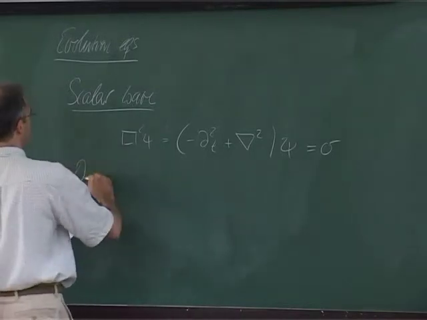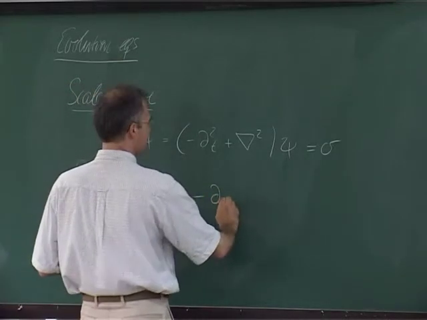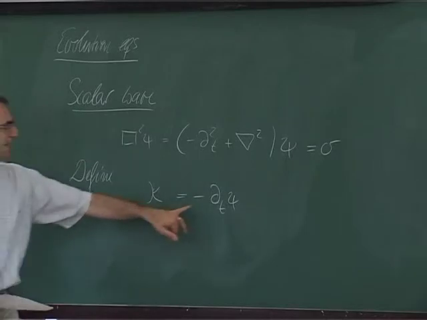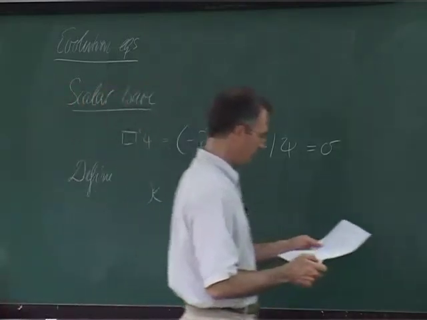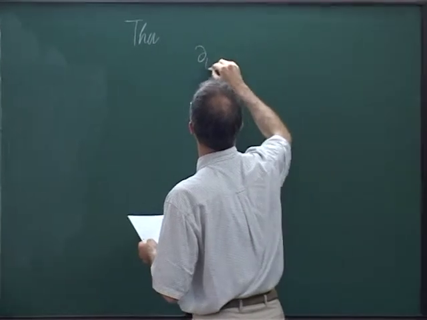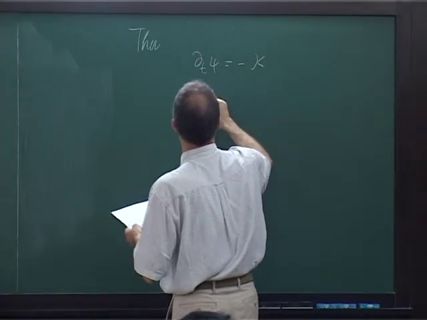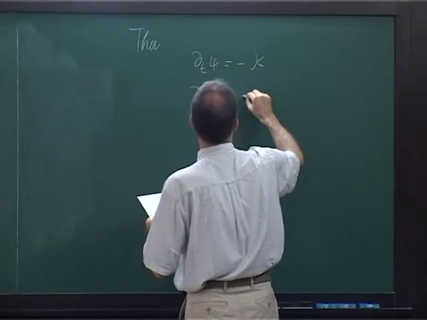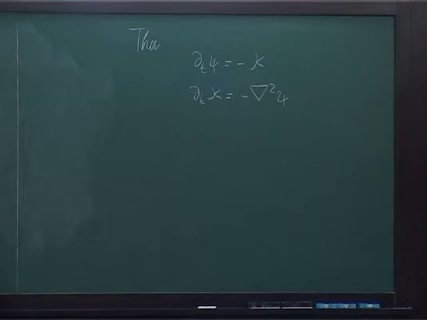So I will define a new variable kappa, and for reasons that will be clearer later, I'll define it as the negative of the time derivative. Then I get a system of equations: partial t psi equals minus kappa, and partial t kappa equals minus the Laplace operator acting on psi. Is this the form of the equation in which you integrated the wave equation in the numerics class?